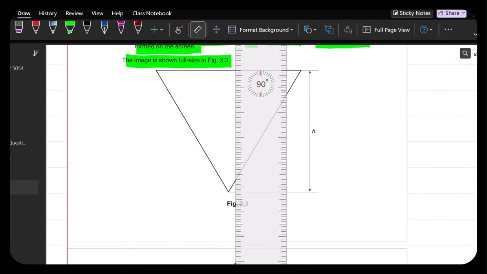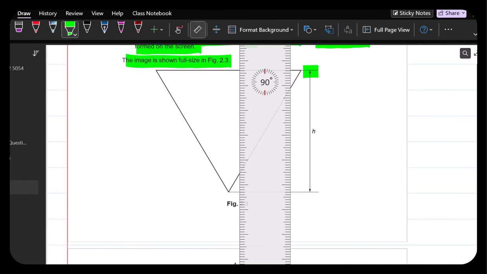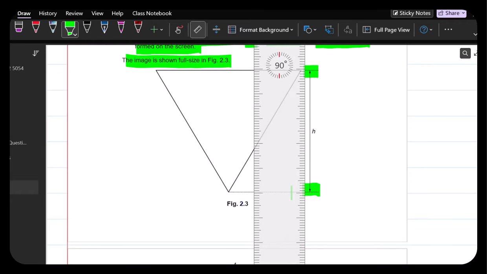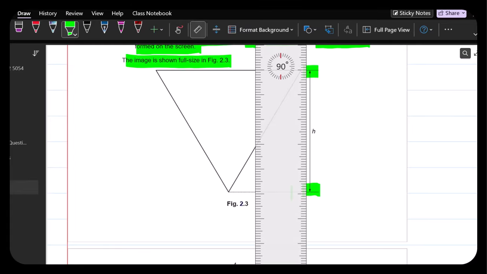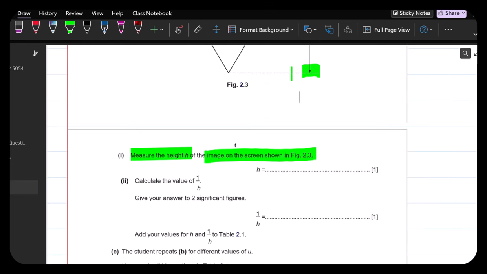So dear students, again we are going to measure the distance between these two dotted lines. For my paper, it is 1, 2, 3, 4, 4.9. I will be writing here 4.9. Unit is very important, centimeter.